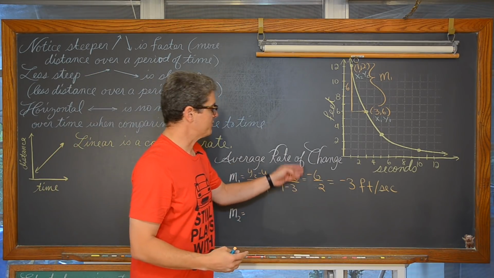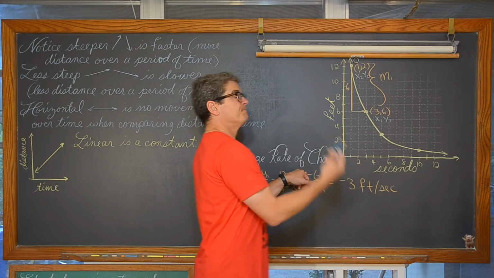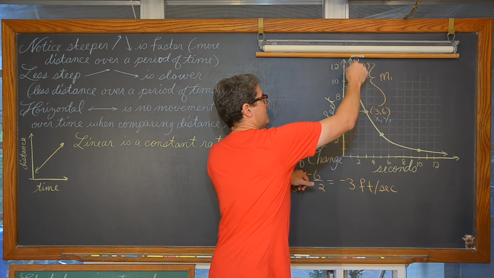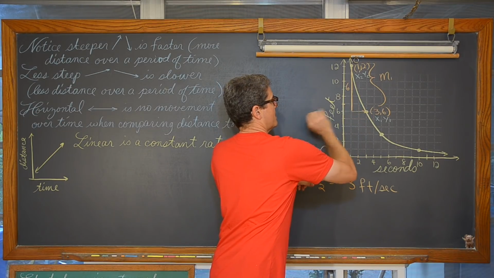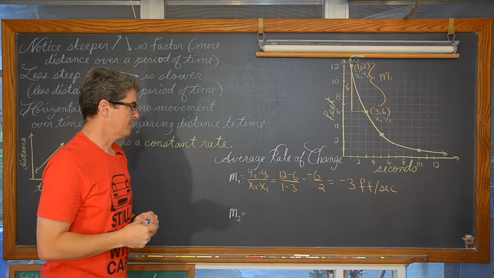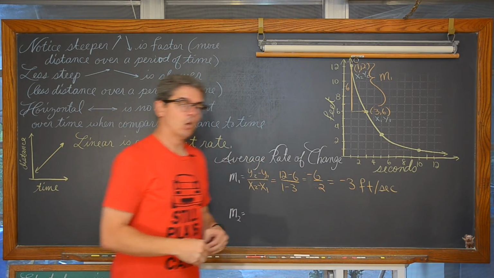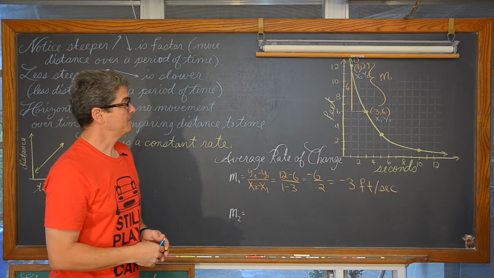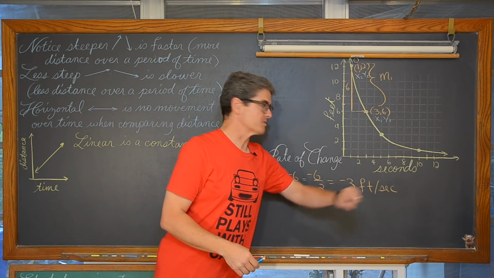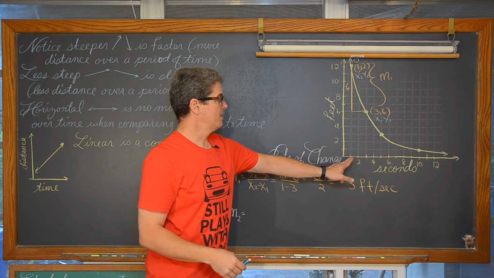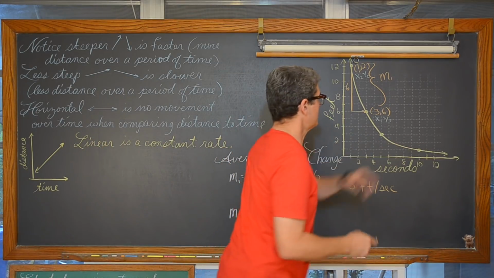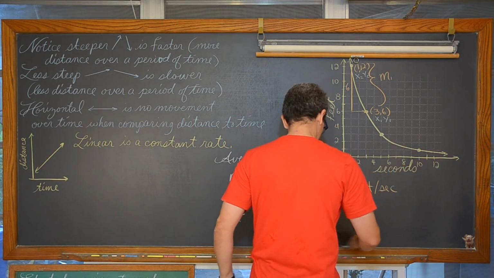So I'm going to just float that negative up to the top. It numerically means the same thing, but as far as reading the graph, having that negative rise over that positive run to the right matches the way we're looking at the graph, and that is negative 3 feet per second. Or my speed is moving towards something at 3 feet per second between the time periods of 1 and 3 seconds.